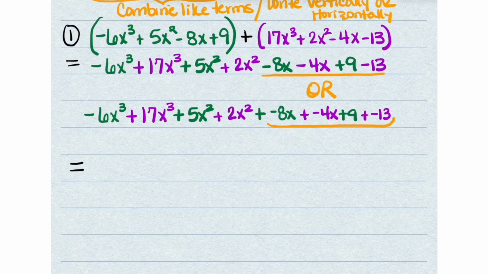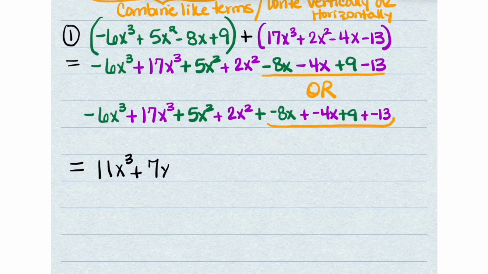So now let's start combining like terms. So a minus 6x cubed and a positive 17x cubed. That means you have to subtract 6 from 17, right? So you should get 11. So since we're combining these, I'll change it to black. That's going to be 11x cubed. Plus, we have a 5x squared and a 2x squared. That should be a 7x squared. Y'all see that?